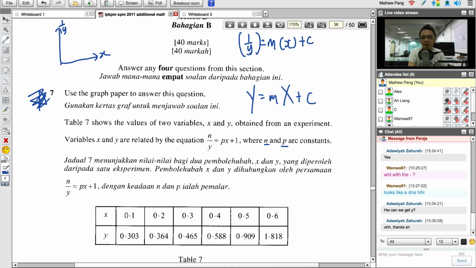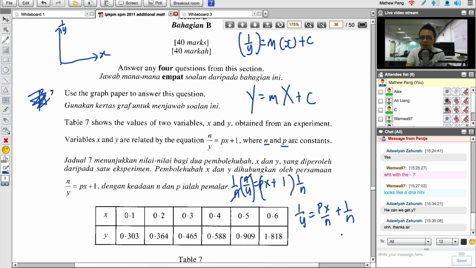Alright, so in order to draw a straight line, my equation must be in this pattern. So I need to rearrange my equation over here. This is n over y equals px plus 1. He said the y axis must be 1 over y, means I cannot have n over y. I divide by n for both sides, so I multiply 1 over n here and 1 over n here, because I do not want to have n here. So I have 1 over y equals px over n plus 1 over n.